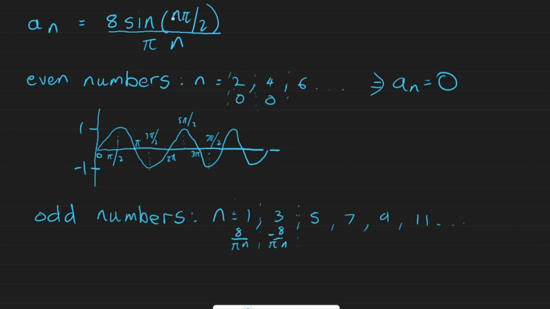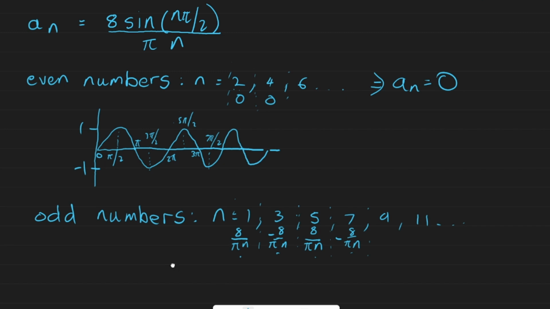And if we substitute 5, we have sine of 5 pi over 2. Sine of 5 pi over 2 is 1. So we're going to have 8 over pi n. And then if we substitute n is equal to 7, so we have 7 pi over 2, we can see that it's minus again. So we have minus 8 over pi n. So this will continue like that. So what we see is that for every alternate odd number, we have positive coefficient. We have 8 over pi n.